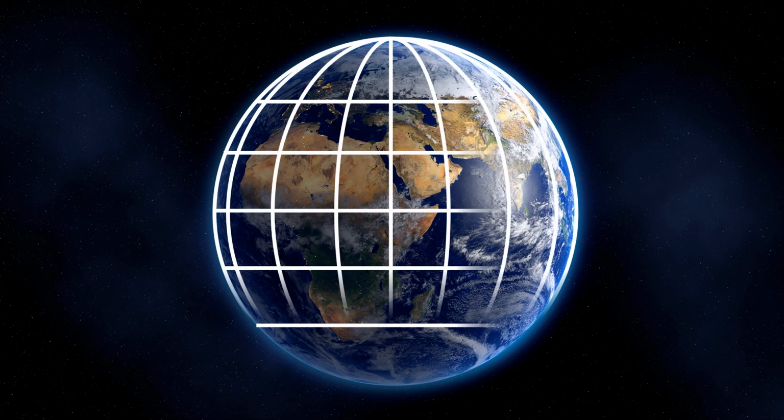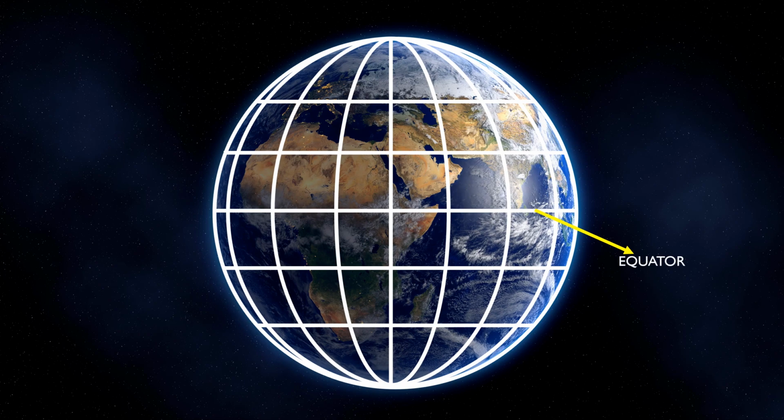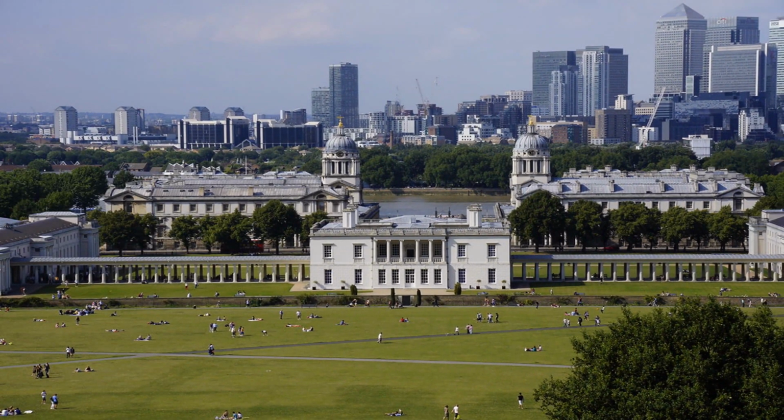Important latitude and longitude: the equator, the longest latitude, and the prime meridian, a special longitudinal line where all coordinates start at 0 degrees. We also call it the Greenwich meridian because it runs through Greenwich, England.